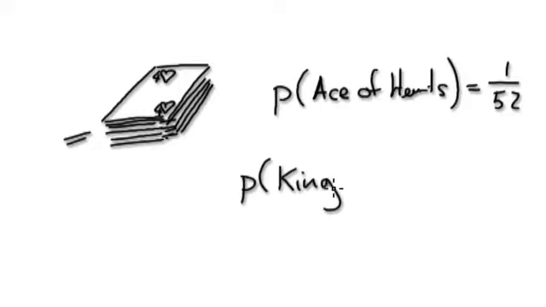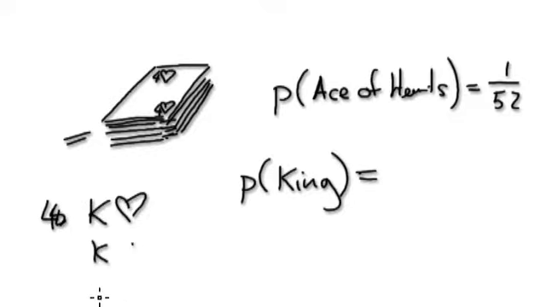Okay, so let's say the probability of you getting a king would be, well, there are 4 kings. So you could have a king of hearts, king of spades, king of diamonds, king of clubs. Well, there are 4 kings. So the probability of you getting a king would be 4/52.